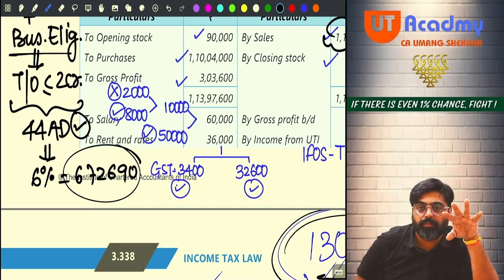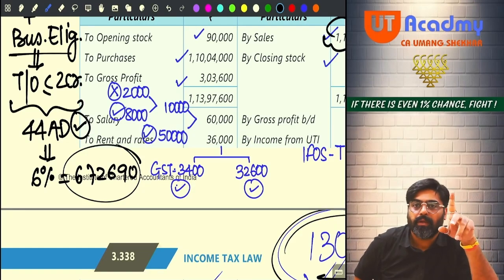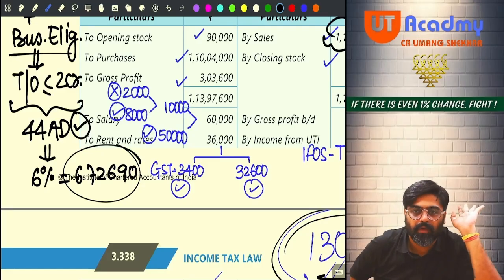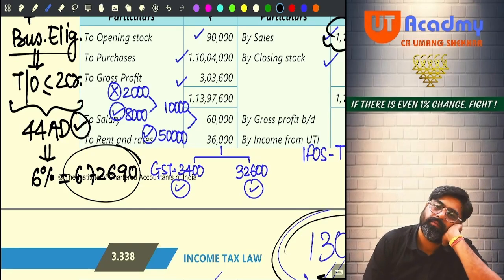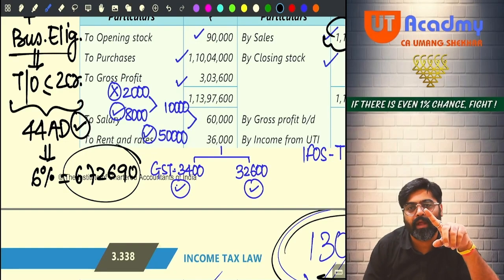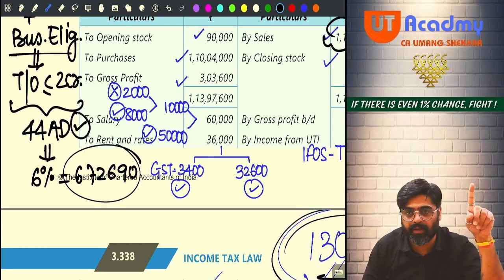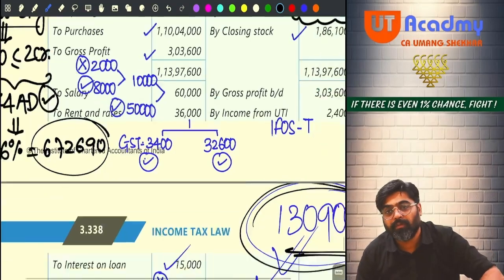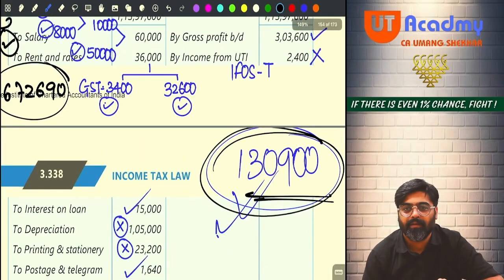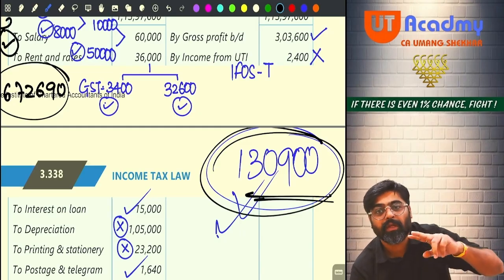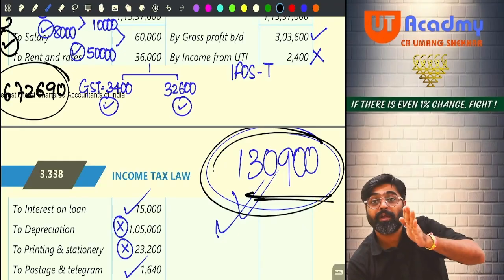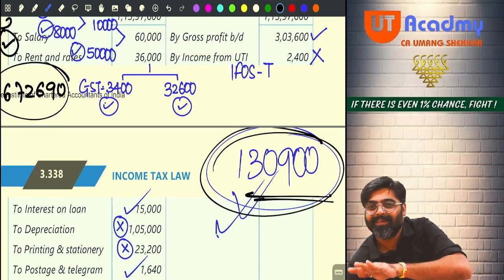So if he follows 44AD in this year, then as per 44AD, his presumptive PGBP income will be this much. But if he does not follow presumptive provision in this year, then he will have to calculate his PGBP income by following regular provisions, which will be 1,30,900. But in that case, he will have to maintain the books also, he will have to get them audited also, because he is not getting himself covered in 44AD.